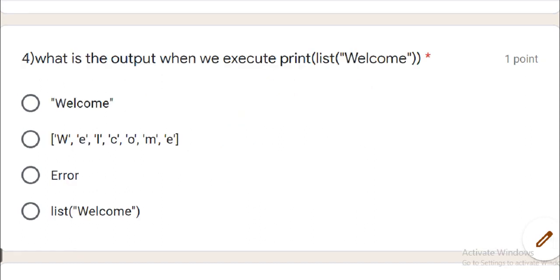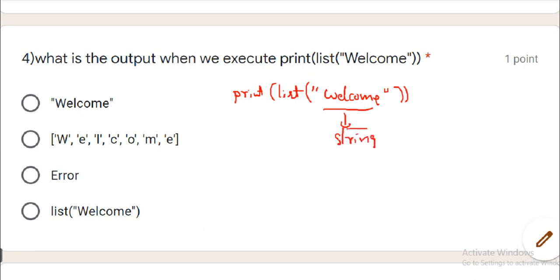Here, what is the output when we execute print(list('welcome'))? What has he given? He has given print list of welcome. What is welcome? Welcome is a string. So you are converting the string object into a list object.